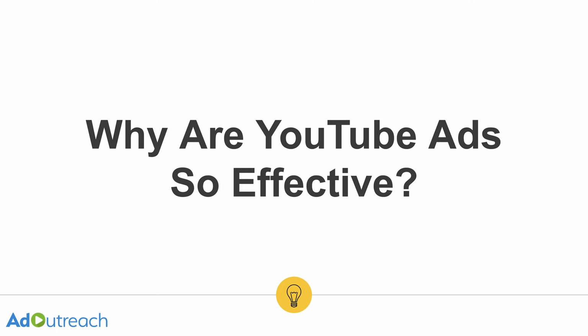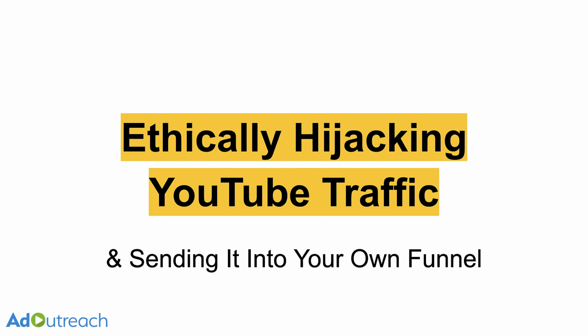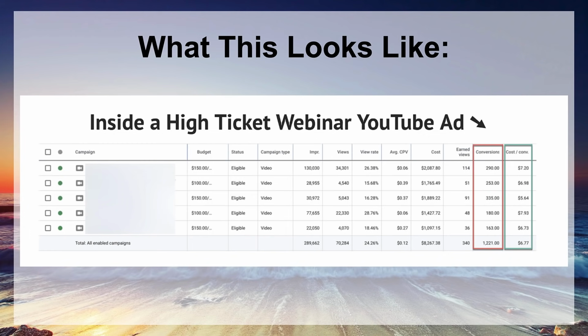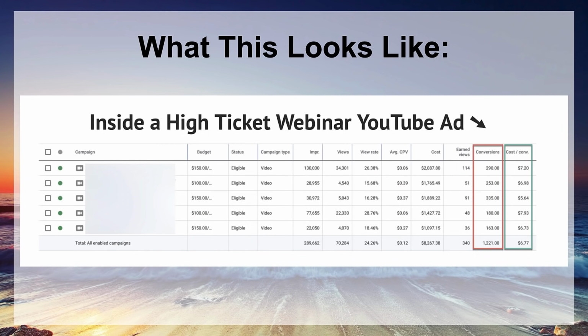So, why are YouTube ads so effective? In short, it's the learner's mindset. People are going on YouTube in order to learn, right? And what you're doing is essentially ethically hijacking that YouTube traffic and sending it to your own funnel. If they're all of a sudden going to watch another video, you put your ad in front of that video, and you're essentially hijacking all of that traffic for yourself, because instead of that video loading, you're putting your ad in front of that video.